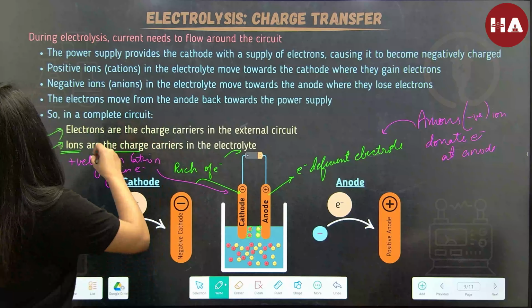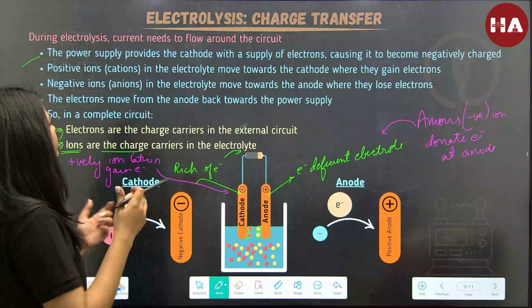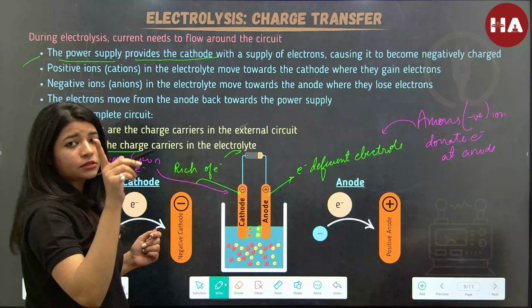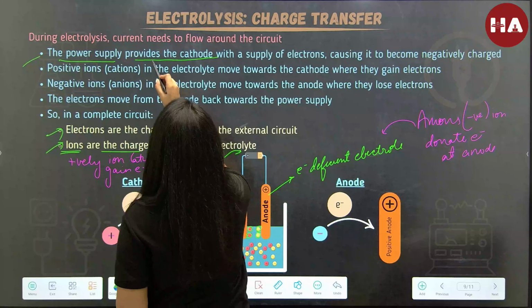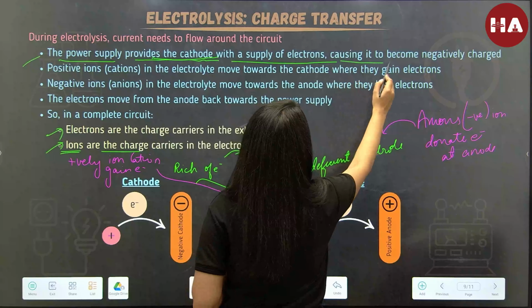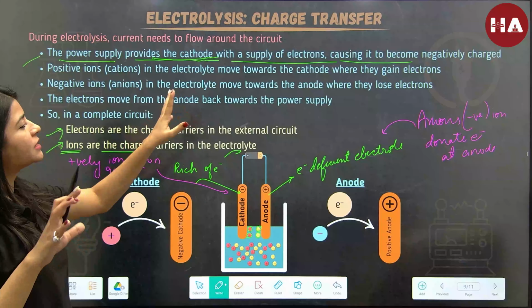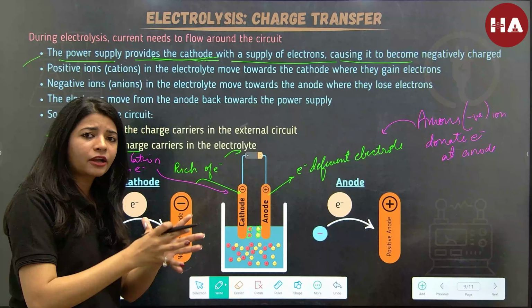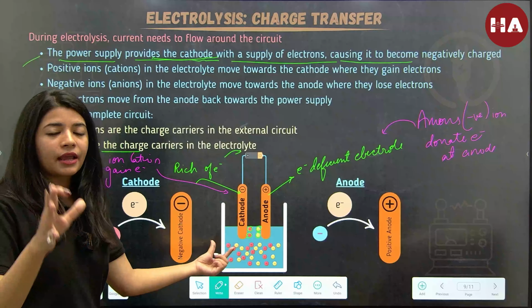Now let's quickly read. During electrolysis, current needs to flow around the circuit. Yes, we know. The power supply provides the cathode. This is important. This is what I was explaining. So if you wish to write this, you can write: the cathode provides a supply of electrons, causing it to become negatively charged. The power supply provides the cathode with a supply of electrons. The negative terminal of this power supply will provide electrons to this cathode, making it electron rich and hence negatively charged.